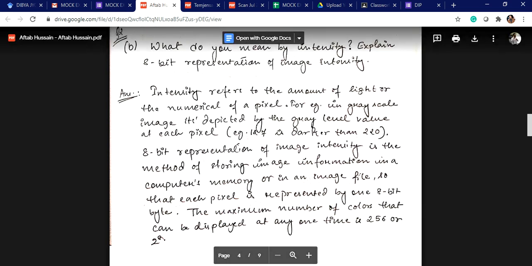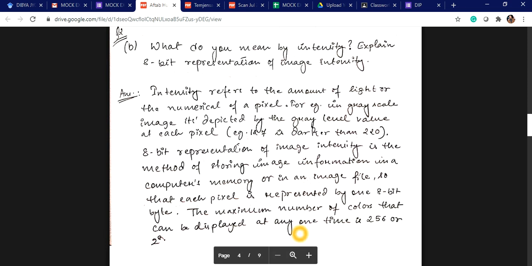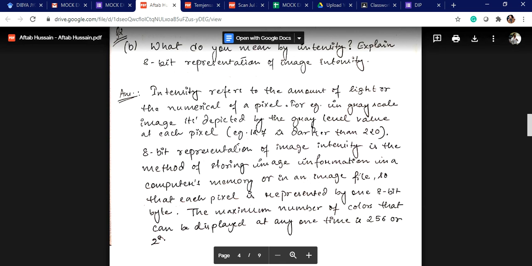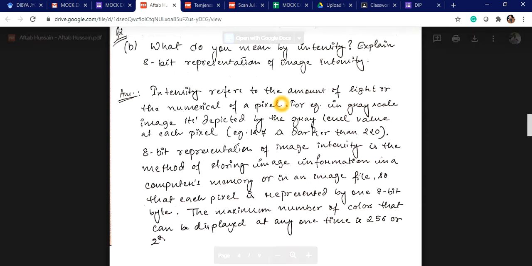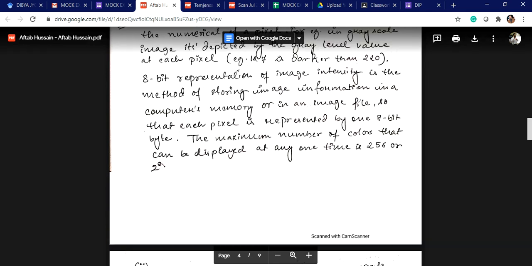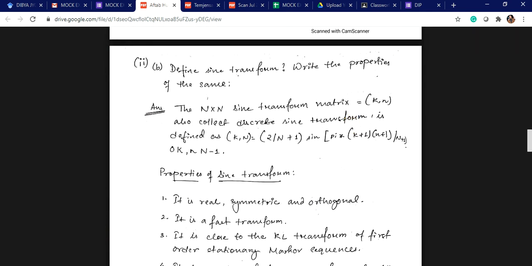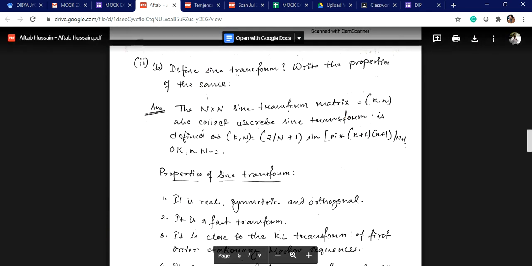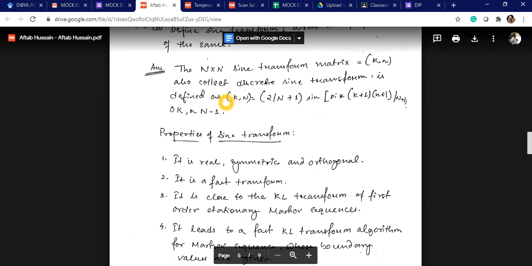Then the maximum number of colors that can be displayed at any one time is 256. How is it possible? Because 2 to the power 8. Very good answer. In fact, I'll give full marks to this question answer by Aftaf. Then the next question he has chosen is about the sine transformation and the properties of the sine transform.